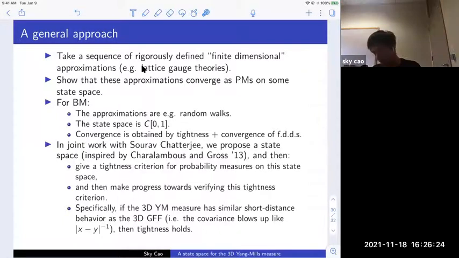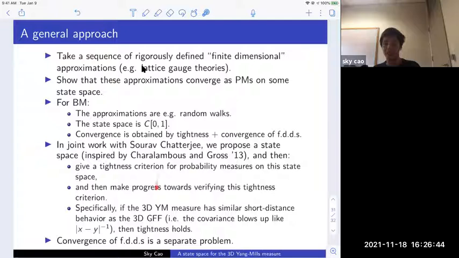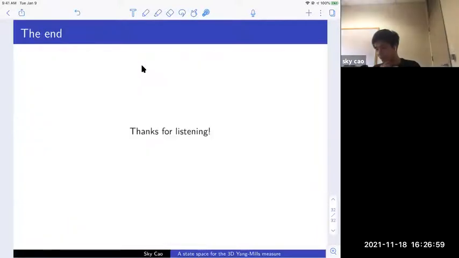This is the hand-wavy statement. To be totally transparent, we're also assuming some technical conditions that are needed in the proof, but showing them might be hard. Finally, as I mentioned earlier, convergence of finite dimensional distributions is a separate problem completely. In this work, we're just worried about tightness. If we are able to carry this through, we would get subsequential limits. But to show uniqueness of the subsequential limit, we would need convergence of FDDs, which we have nothing to say about at the moment. That's it. Thanks for listening.